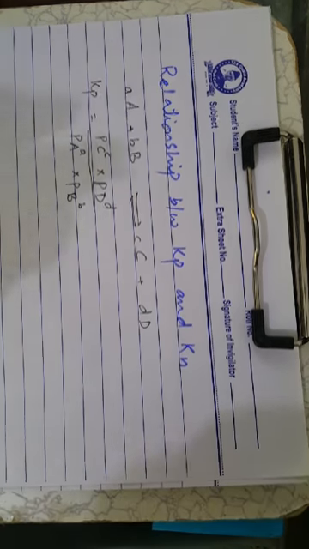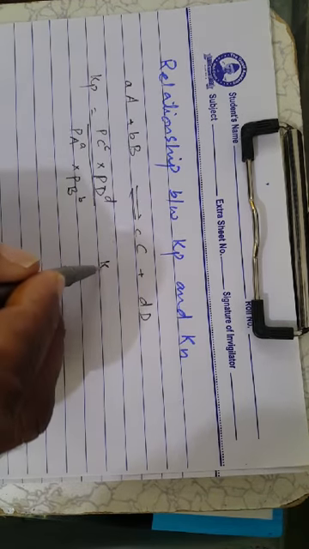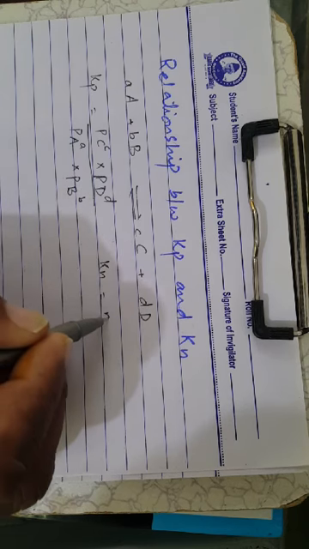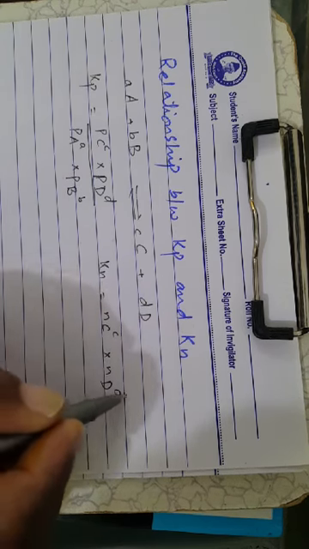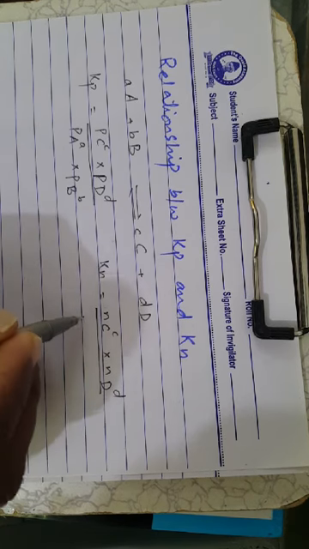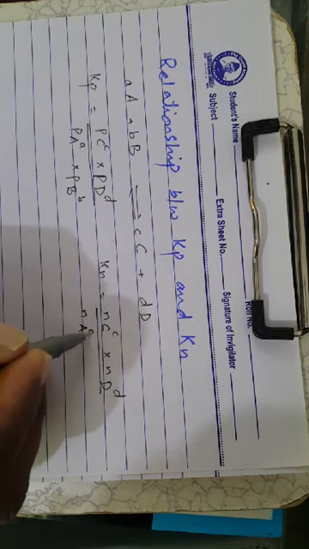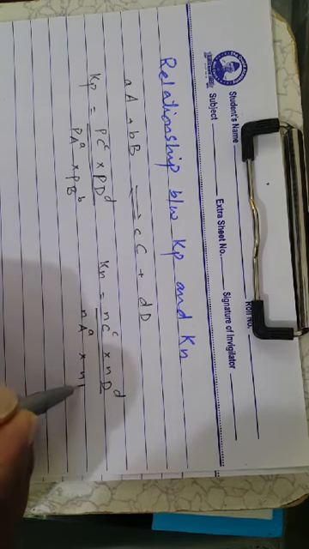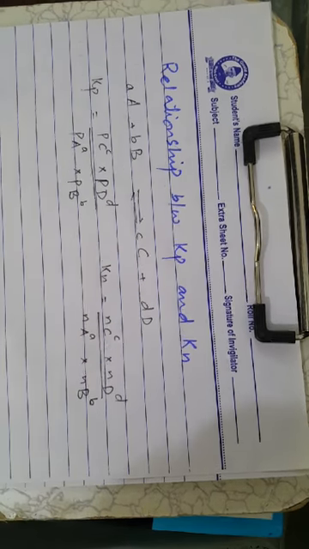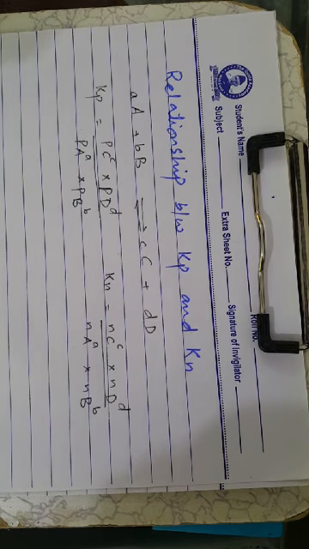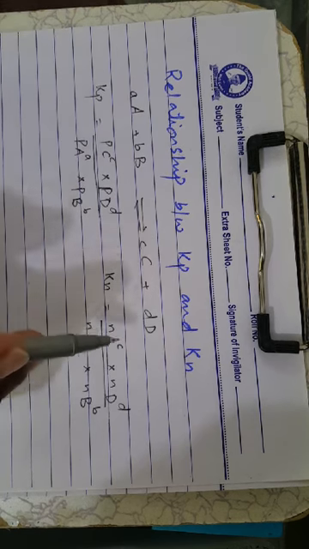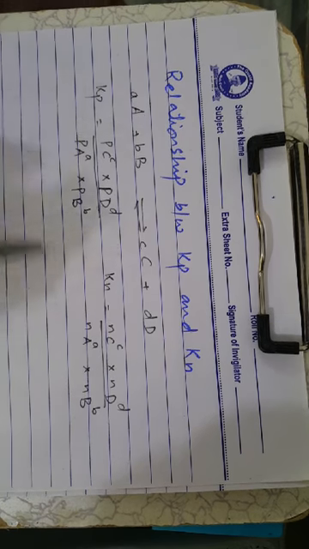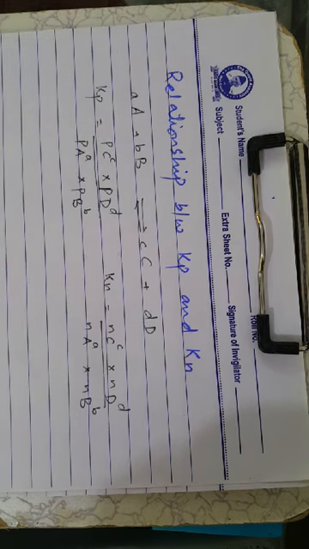Like this, we can write the expression for Kn. Kn will be equal to number of moles of C power c into number of moles of D power d, divided by number of moles of A power a into number of moles of B power b. We have replaced only P, that is used for partial pressure, by N, that is used for number of moles. All the other expression is the same.